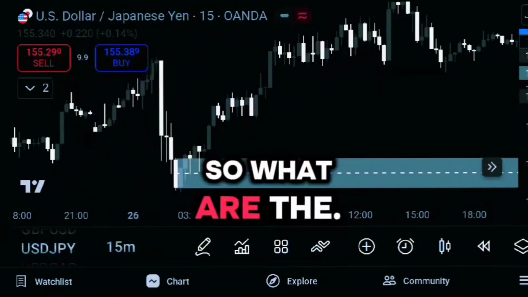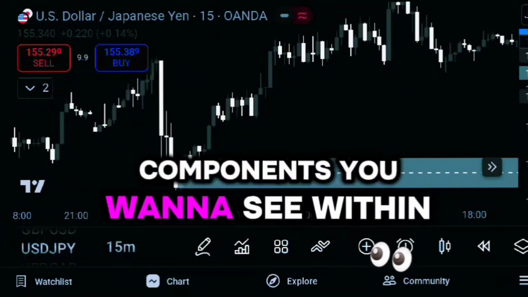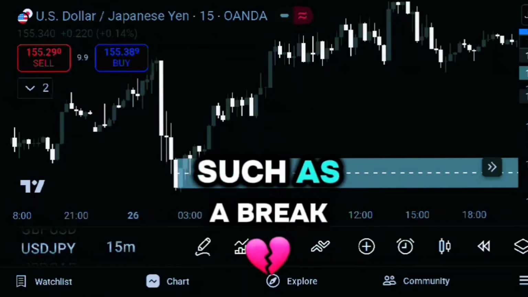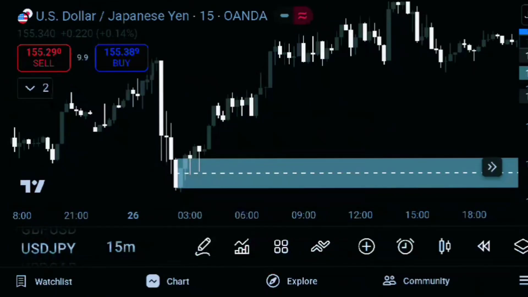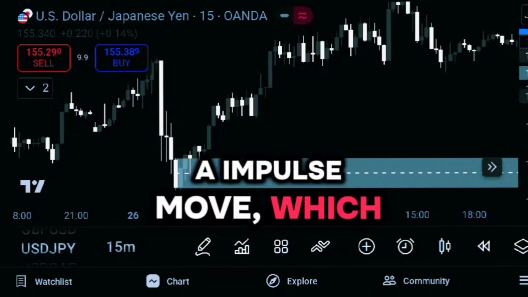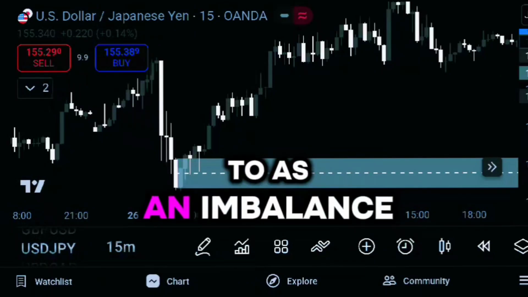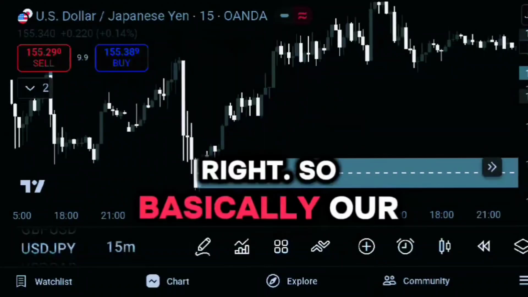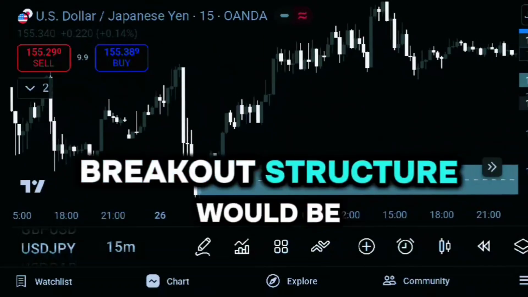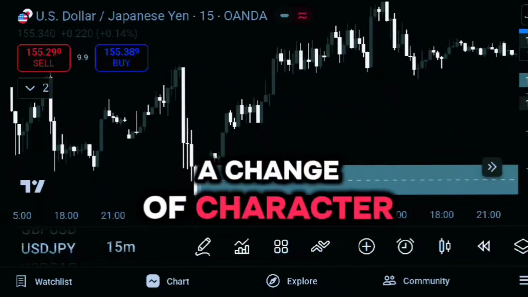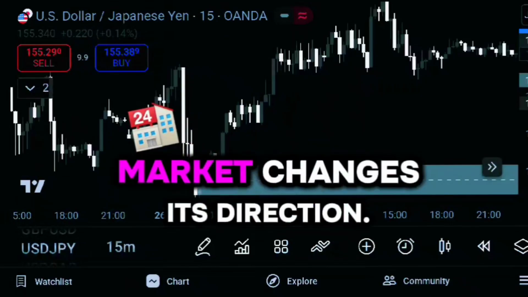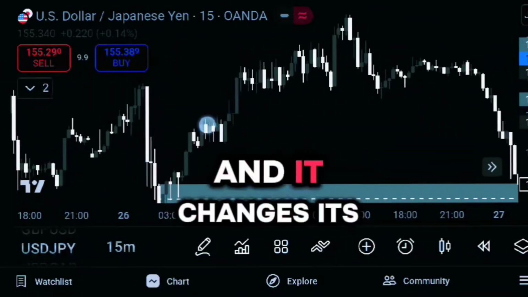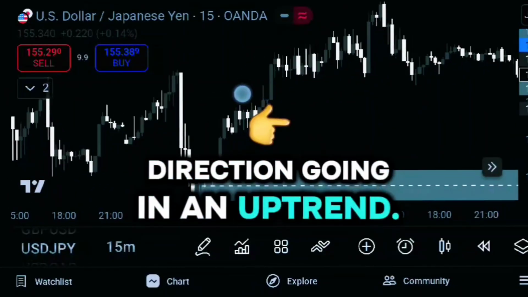So what are some of the key components we want to see within our order block? We want to see things such as a break of structure and an impulse move, which can be referred to as an imbalance or fair value gap, right? Basically our break of structure would be our change of character, when the market changes its direction. So we can see it was in a downtrend, and it changes its direction going into an uptrend, right?